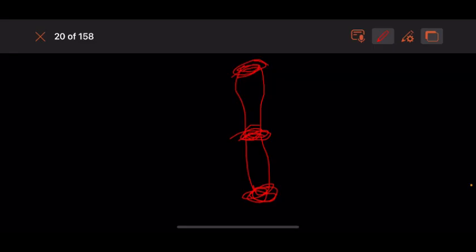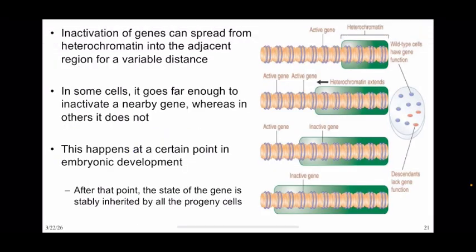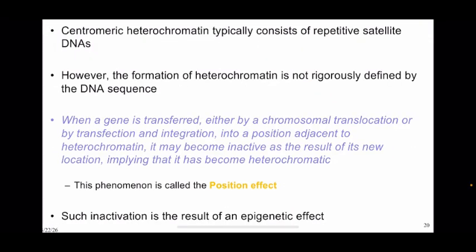And for heterochromatic regions, we have two types. We have permanent regions, and parts that can be activated to euchromatin and also inactivated to heterochromatin. But the centromere and the telomeres are permanent heterochromatic regions. The centromeric heterochromatin typically consists of repetitive satellite DNAs in the centromere.